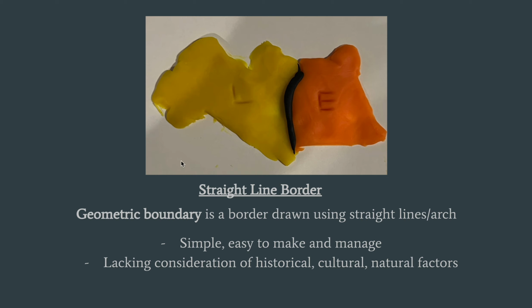We can see between Libya and Egypt, there's a black straight line that separates these borders or separates these countries, and it was established in the colonial era by the European powers.